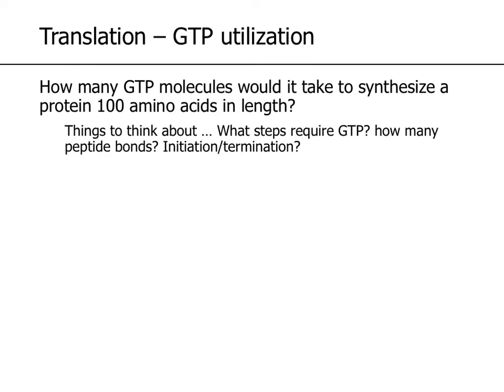All right, so here's a problem for you to think about. How many GTP molecules would it take to synthesize a protein that has 100 amino acids in length? Things to think about: What steps involve GTP? And if it's 100 amino acids, how many peptide bonds do you need to form? And then don't forget initiation and termination, that also involve GTP. So I want you to talk to your neighbors and see if you can come up with a solution for how many GTPs you would need to make a 100 amino acid peptide.